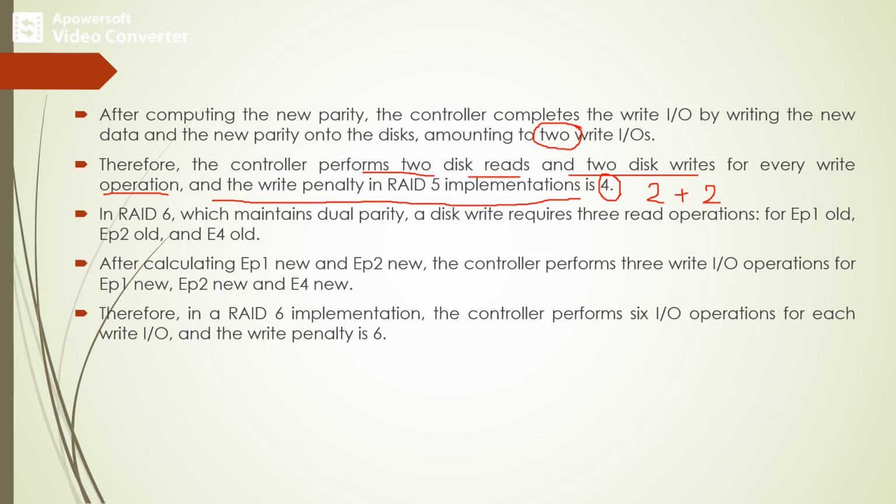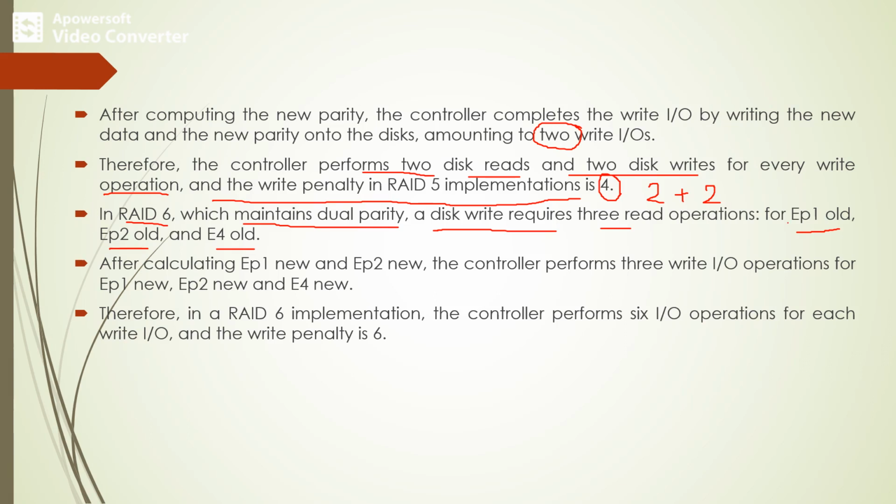In the case of RAID 6, since we have to maintain dual parity, RAID 6 meaning dual distributed parity, a disk write requires 3 reads as well as 3 writes. That means 3 reads in the sense it needs to read EP1 old, EP2 old and E4 old data. I'll consider the 2 parities as EP1 and EP2.